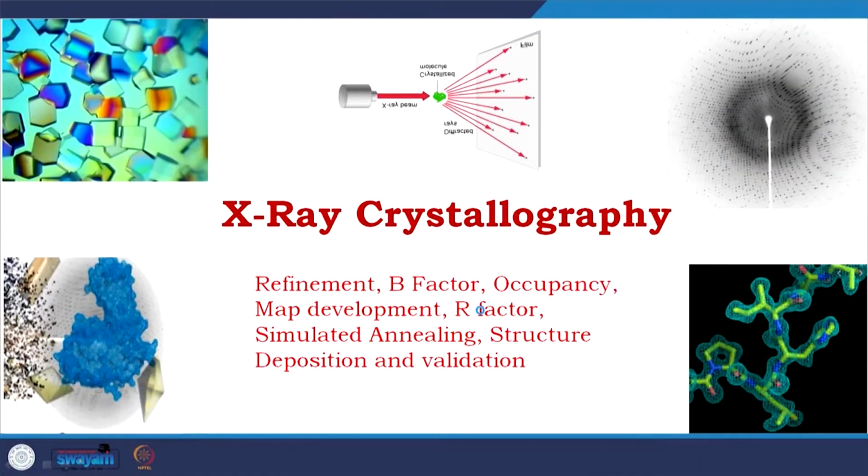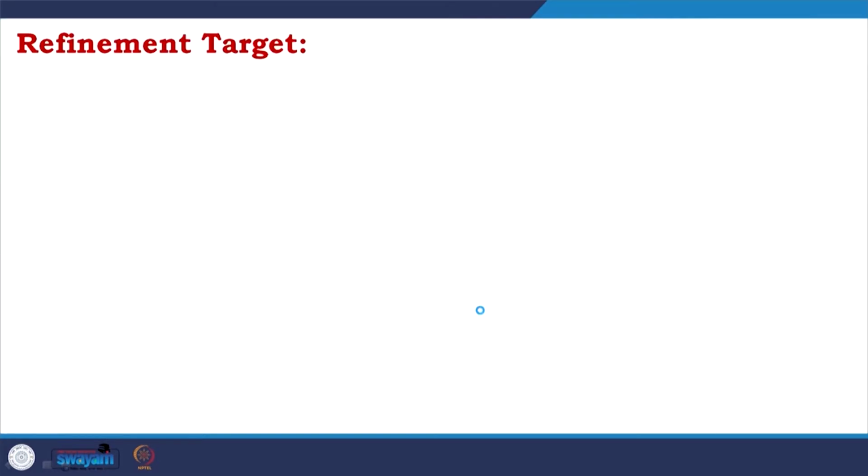We will talk about refinement, we will talk about B factors, occupancy, map development, R factor, simulated annealing, structure deposition and validation. So, from refinement I will talk about how you get a structure and deposit it, so that you are ready to go for publication. Refinement target. Before that, you have to understand what is refinement.